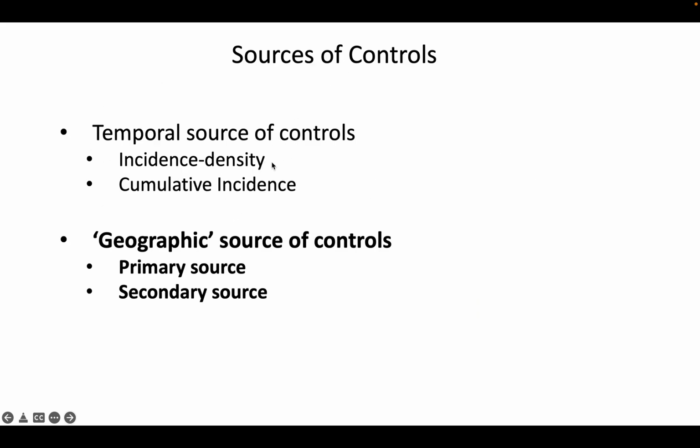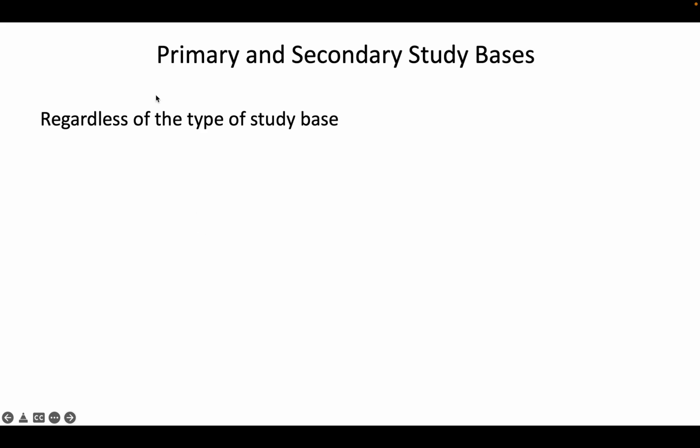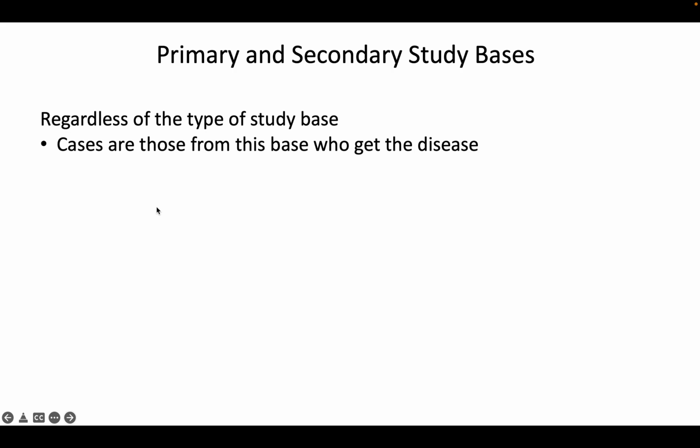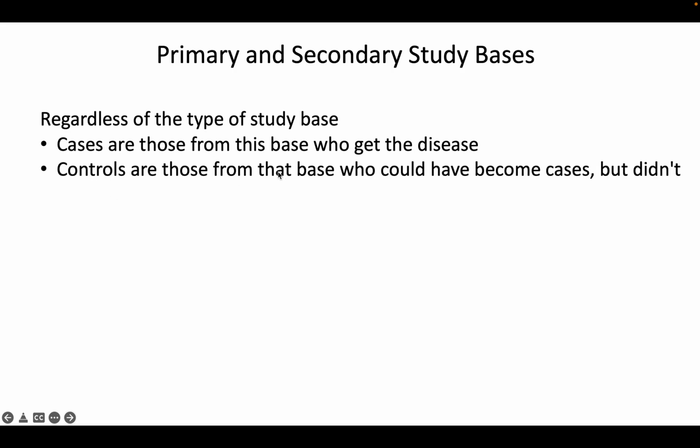Now we've covered the temporal ways of control selection. Geographic, in quotes, because the primary one is a little more geographic, but the secondary is more conceptual. It's a little nebulous, but we'll try. So, primary and secondary study bases. Regardless of the type of base you're using, there are some things that are supposed to be true. Cases are those who come from the base, and controls are those from the base who would have become cases, but they didn't.